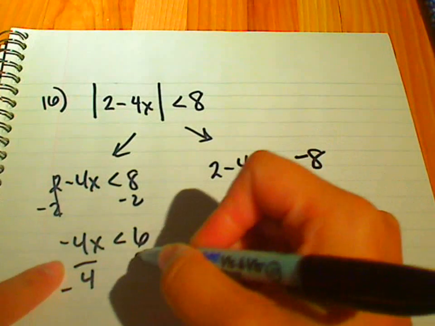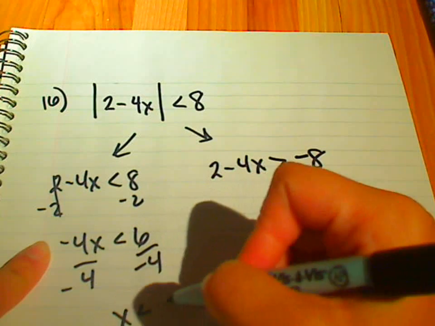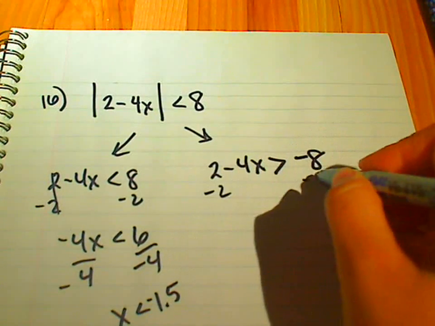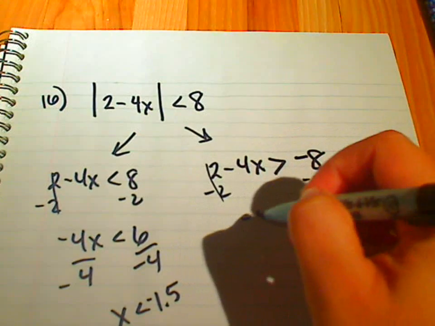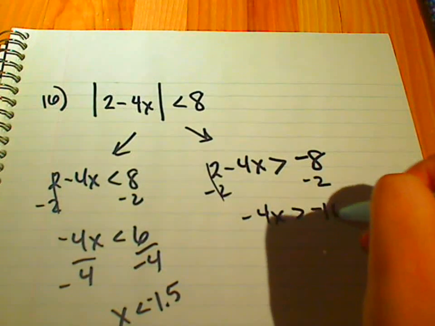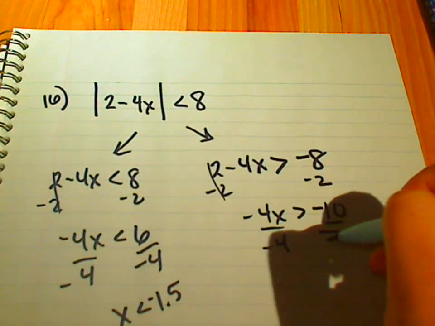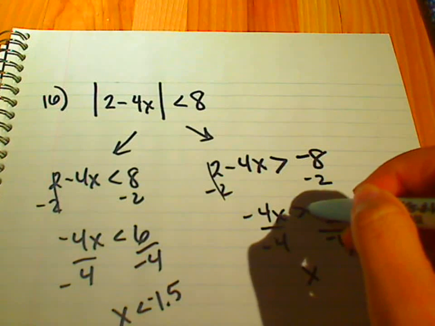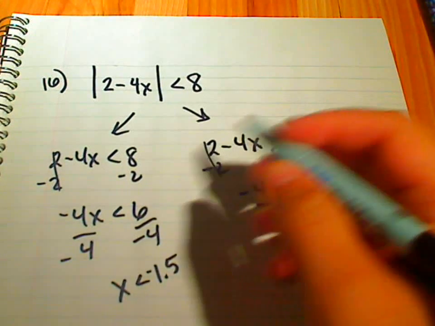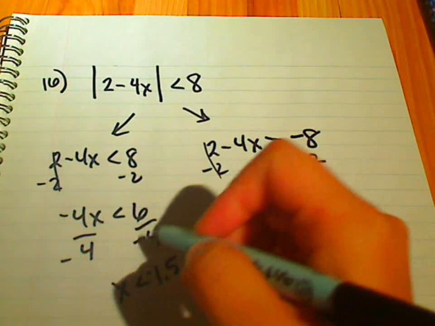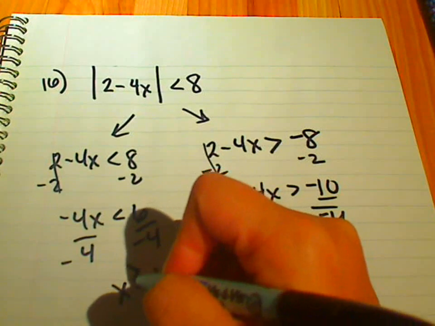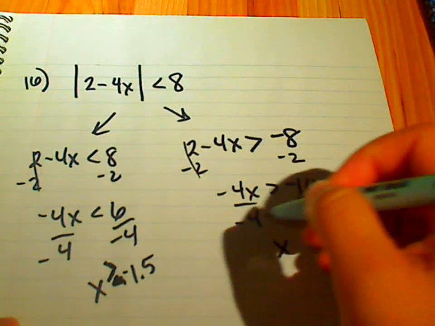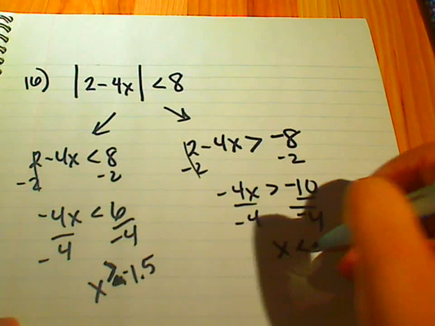Divide by negative 4. X is less than negative 1.5. This one, subtract 2, get negative 4x is greater than negative 10. Divide by negative 4. Oh, one thing I didn't catch back here. I divided by a negative here. That means I need to flip my sign around. Sorry about that. On this one, this is when I caught it. I'm dividing by a negative, so I need to flip this sign around.